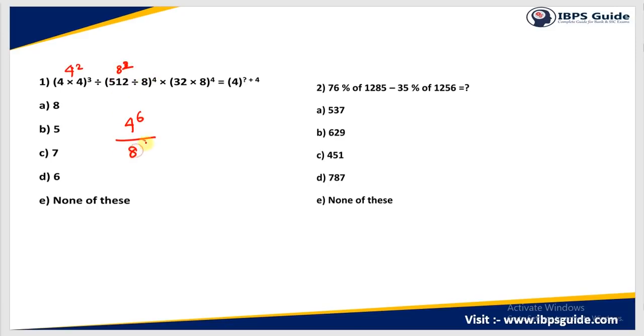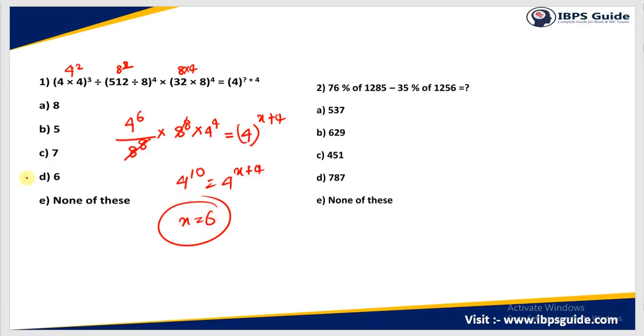So this is 8 to the power 8 multiplied by, this is what? 8 multiplied by 4, right? So 8 into 8 is 8 square and to the power 4. So 8 to the power 8 multiplied by this 4 to the power 4, and this is equal to 4 to the power x plus 4, right? So this 8 to the power 8 will cancel out, and this will be 4 to the power 10. So 4 to the power 10 is equal to 4 to the power x plus 4. So x will definitely be 6. So in this case, the answer is option D.